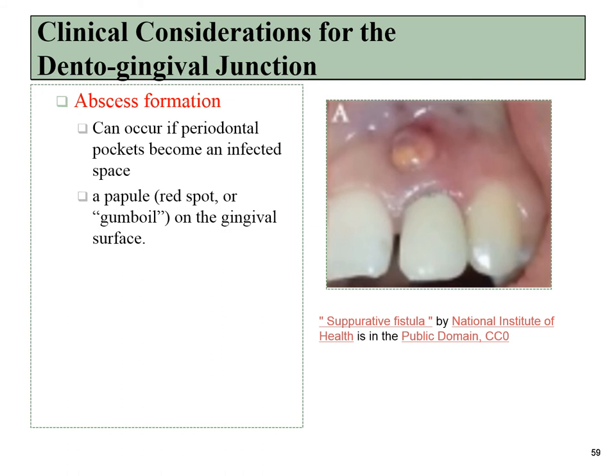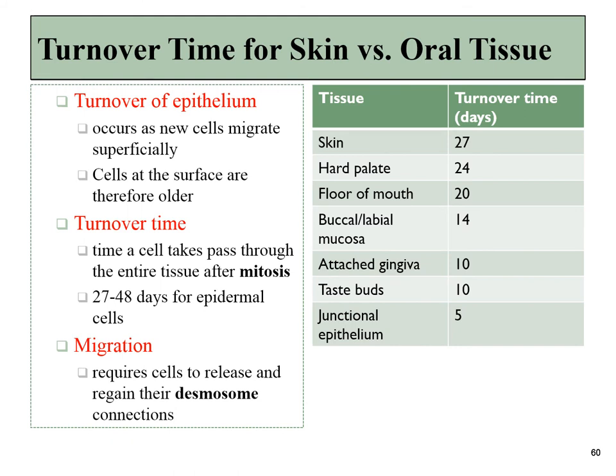Next is an abscess. This can occur if periodontal pockets become infected. And if that infection is occurring deep within the pocket, the swelling and inflammation that we may see may be occurring deep in the pocket, but the bulge that we see is here at the surface of the healthy attached gingiva that are on the other side of the periodontal pocket. So those are a number of clinical considerations that each should illustrate one of the basic, possibly even kind of boring facts of the oral mucosa.